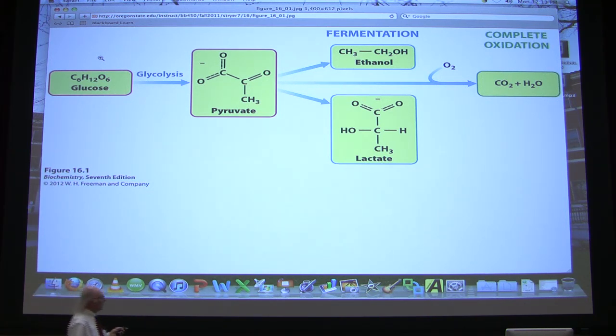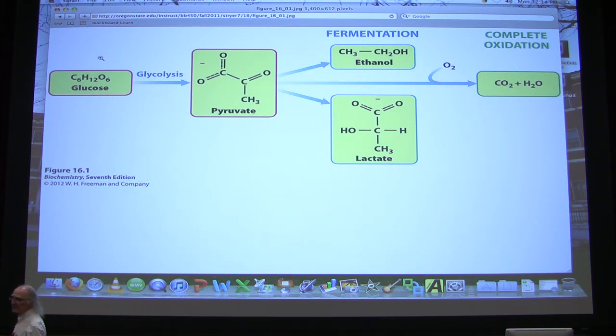Okay? Well, what if cells don't have oxygen? All right? If cells don't have oxygen, and yes, that does occur in our bodies when we're exercising heavily, our muscles can't get oxygen fast enough. They have to have a backup way of generating energy, as we shall see. In our cells, when they're lacking oxygen, pyruvate gets converted to lactate. Notice again, lactate is not the same as lactose. Lactose is a sugar. Lactate is this guy over here.